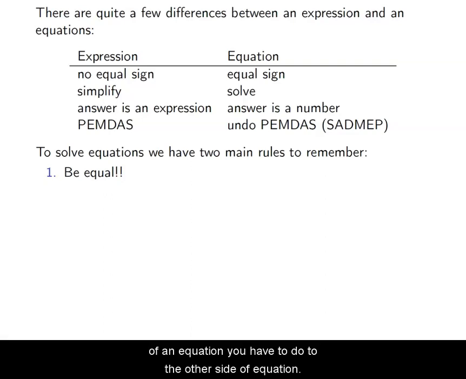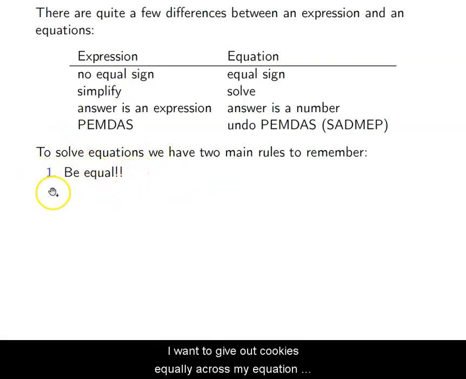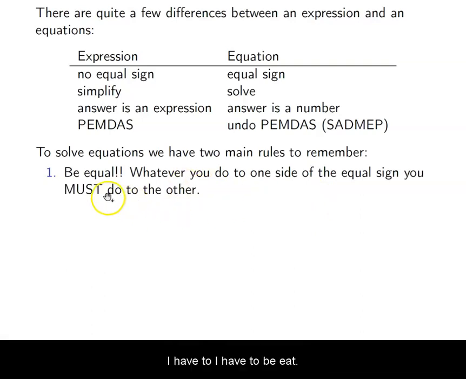of the equation, right? If I had two groups of kids and I give all of one of the groups of kids a bunch of cookies and not to the other kids, I'm not being equal anymore, right? I'm unbalanced. Half the kids are going to like me, the other half are going to hate me. If I gave everybody the same amount of cookies, I'd be great. So that's kind of what's going on here. I want to give out cookies equally across my equation, right? So whatever I do on one side, I have to do on the other side, okay? I have to be equal.